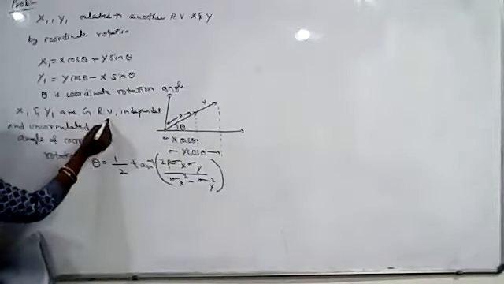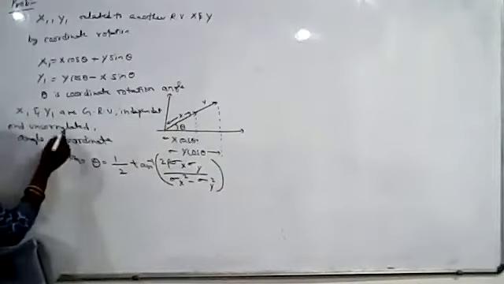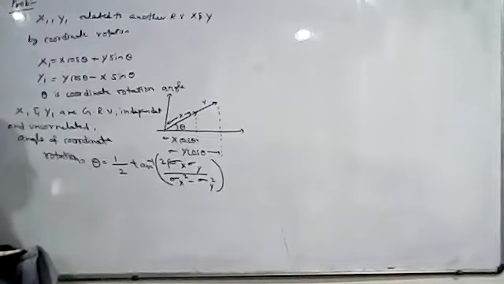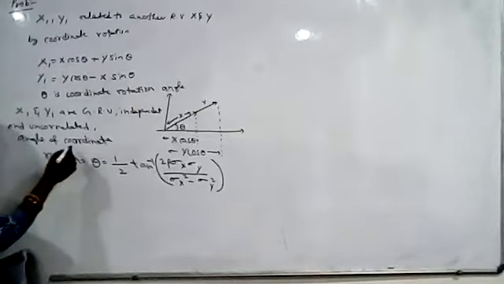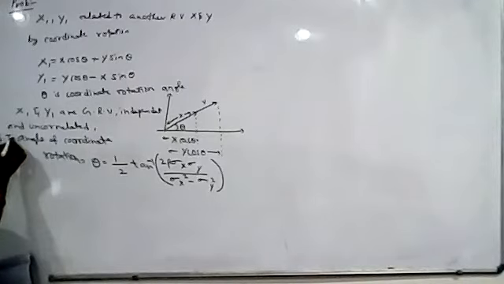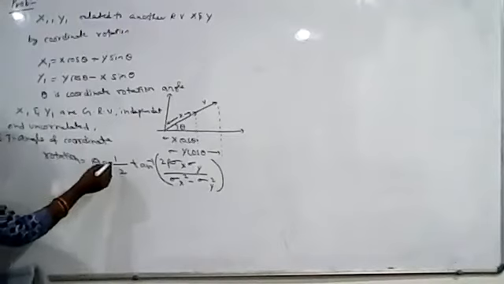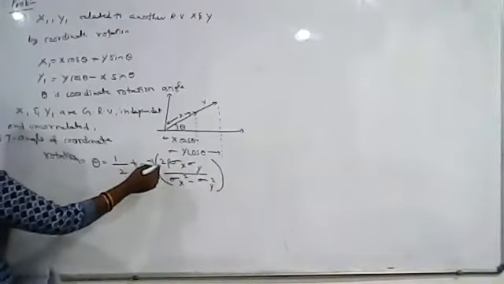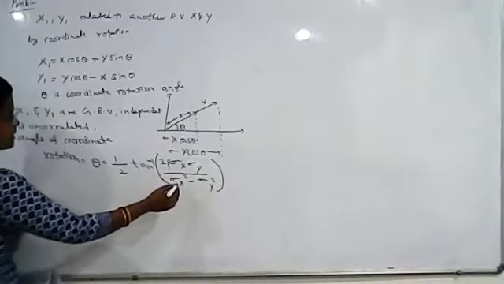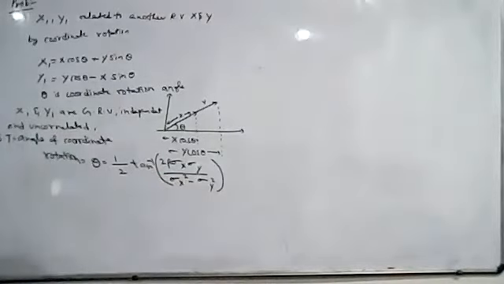They are Gaussian random variables, and these random variables are independent and uncorrelated also. Okay. Then what do we have to do? We have to show that the angle of coordinate rotation theta is equal to 1 by 2 tan inverse of 2 rho sigma x sigma y by sigma x square minus sigma y square. Okay, this is the problem. Now we'll see the solution of this.